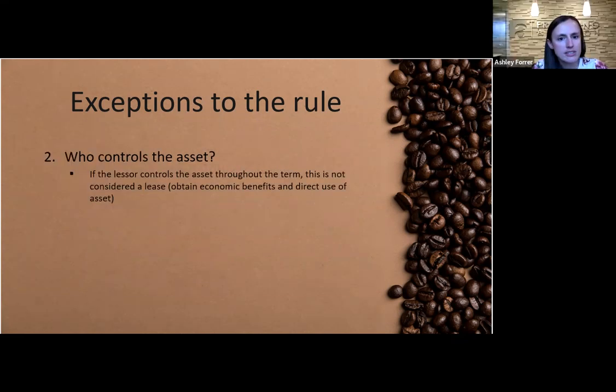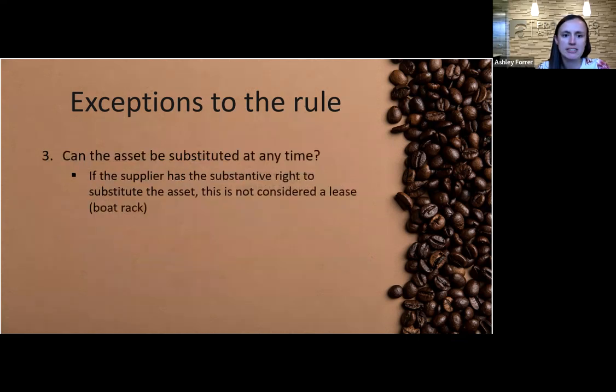Another exception to consider would be who controls the asset. So if the lessor still has control of the asset throughout the lease term, this would not be considered a lease. And then the last exception would be, can the asset be substituted at any time? So if the lessor has a substantive right to substitute the asset, it wouldn't be considered a lease.